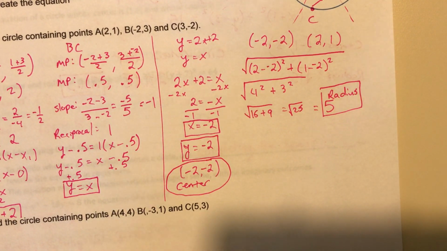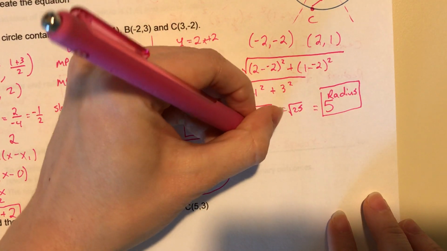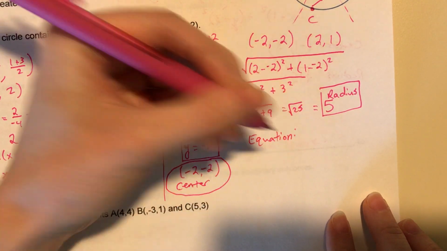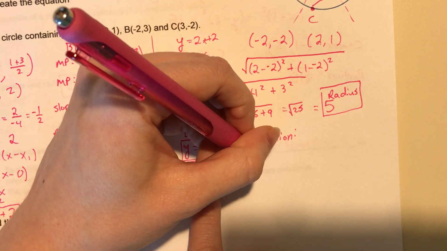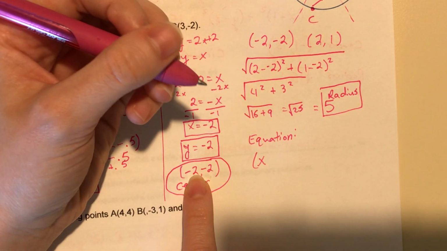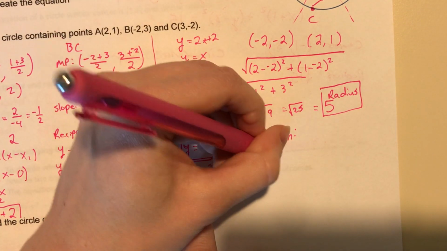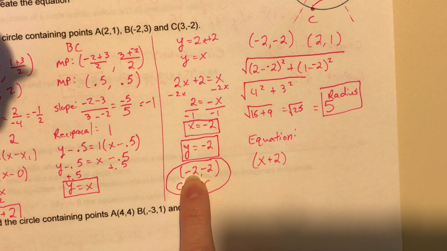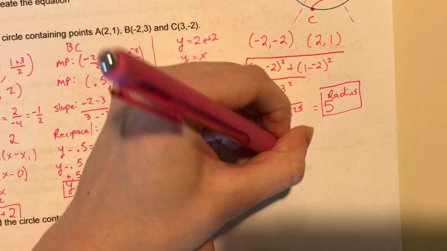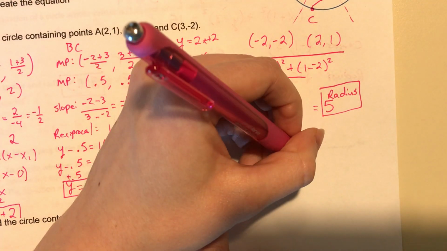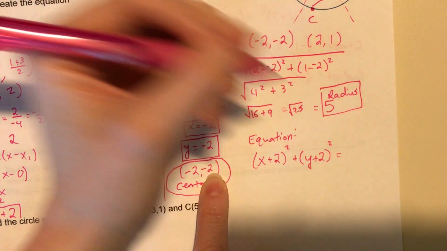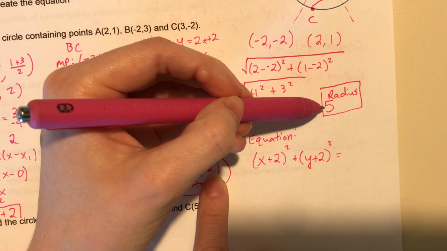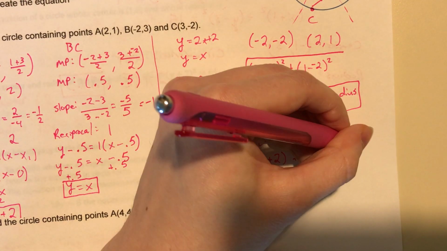So my equation is, put it down here, equation, going to be the HK format with the H and the K being the points of the center. And we know our HK format is x minus h squared. So I'm going to say x plus 2, since I have a negative here and a negative in the formula, squared, plus, again, my y coordinate is negative, so that's going to be y plus 2 because I switched that sign, squared, equals my radius squared. So my radius is 5, therefore my radius squared is 25.